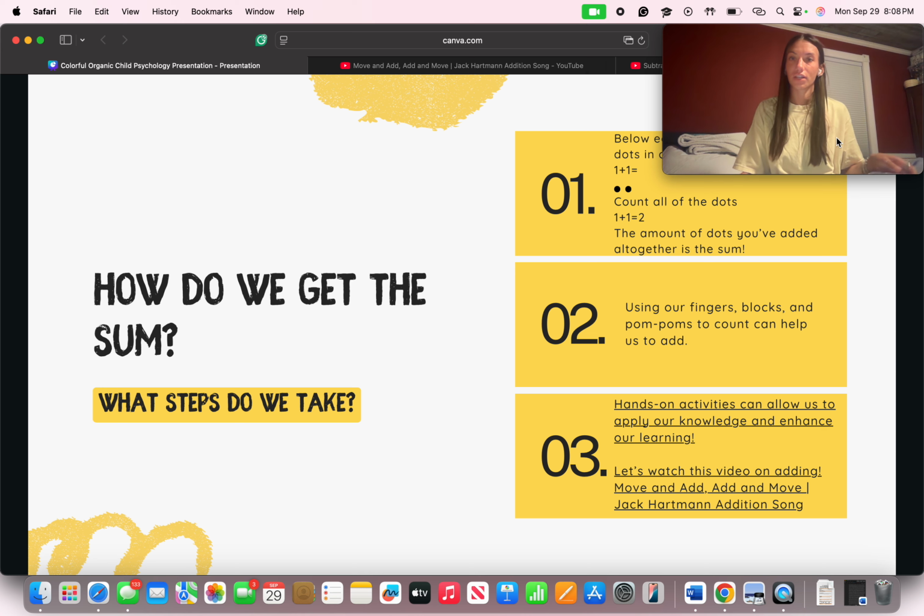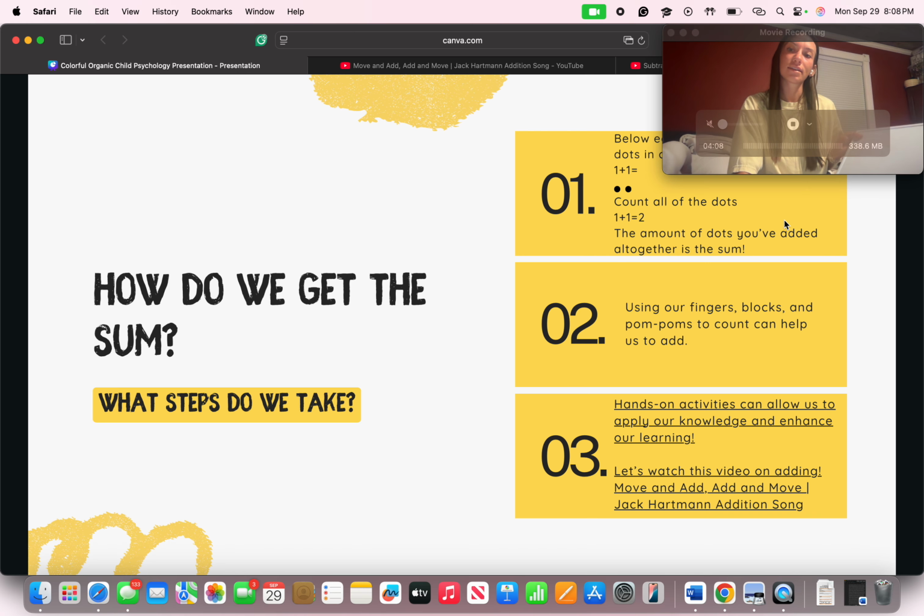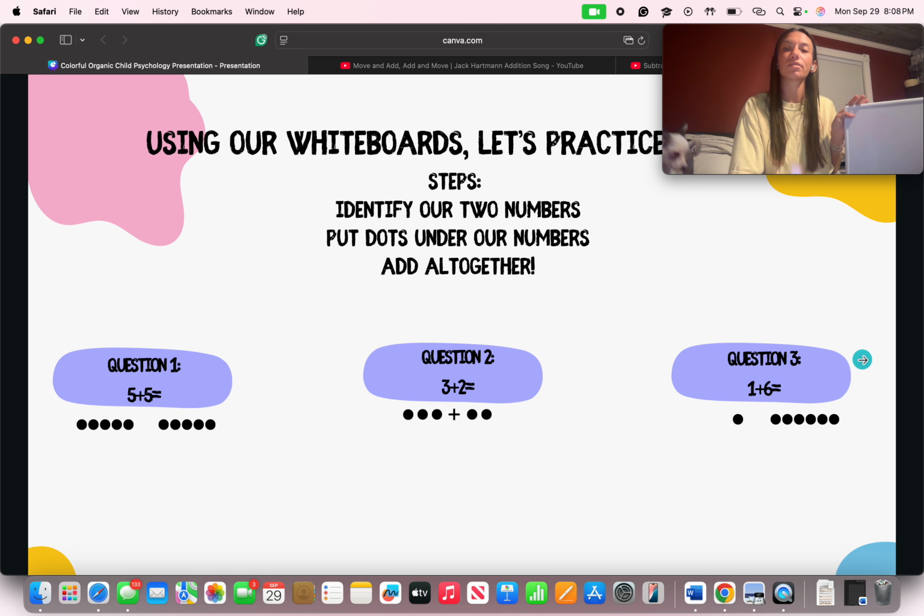Different methods that we can use to help us add include our fingers, blocks, pom-poms, and different concrete manipulatives. Now let's watch a Jack Hartman move and add addition sum. Great. Now that we've learned a little bit more about addition and moved our bodies, let's go on to some practice questions. So let's get out our whiteboards and practice.